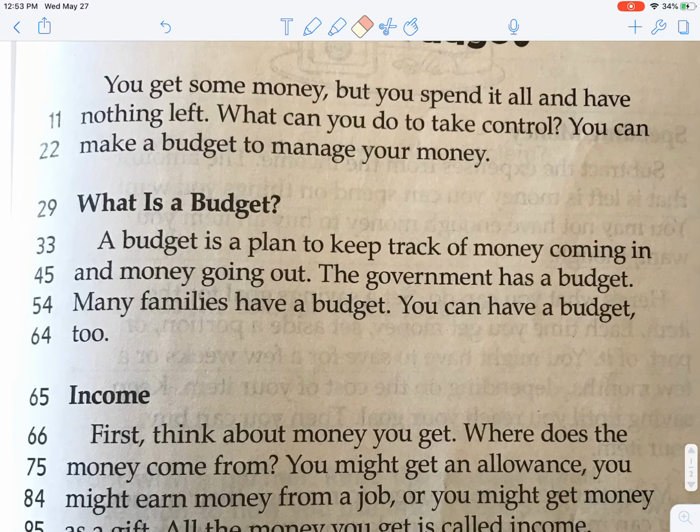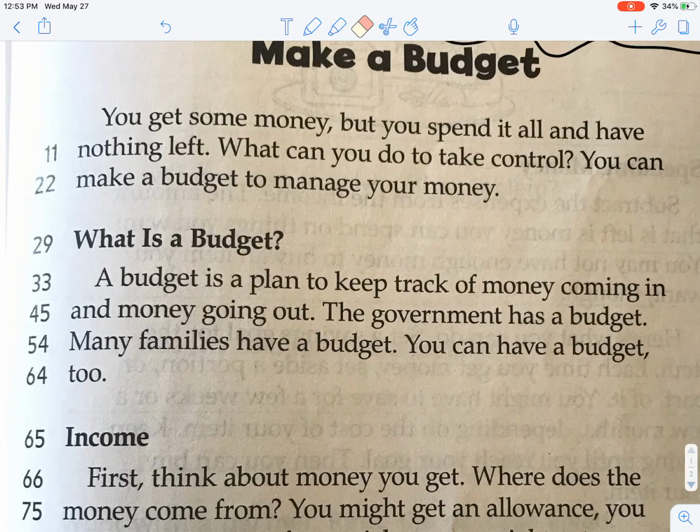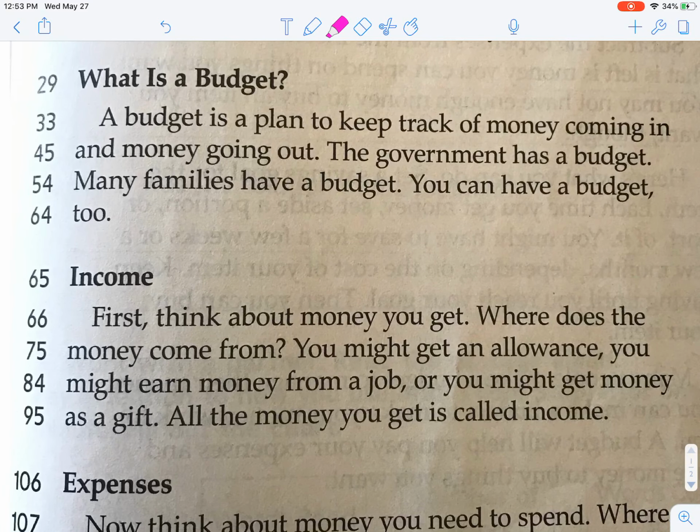All right, I'm going to pause already because I know we're going to have to answer later. What is the problem at the beginning? So what is the problem? What problem might you have? That you get money, but you spend it all and you have nothing left. So the problem we're going to talk about is spending all your money. All right, let's keep reading.